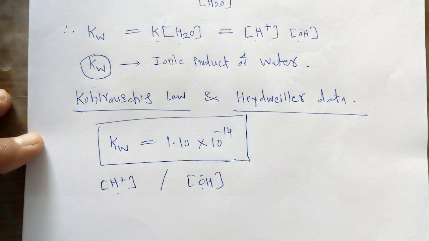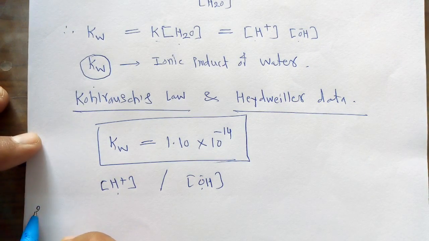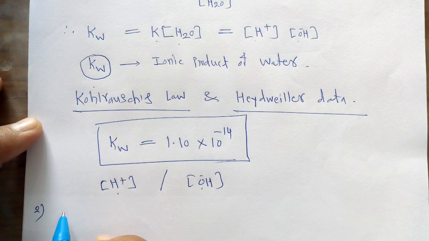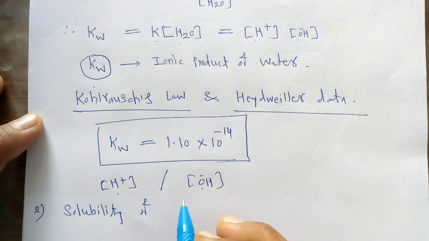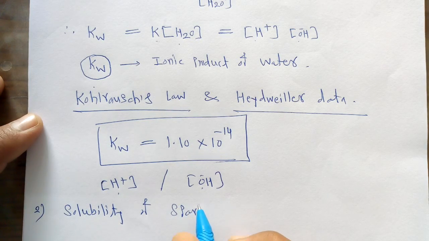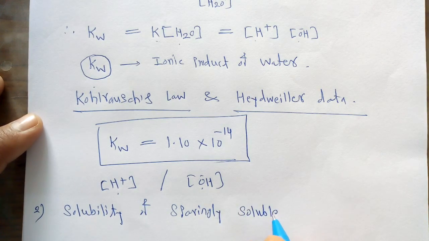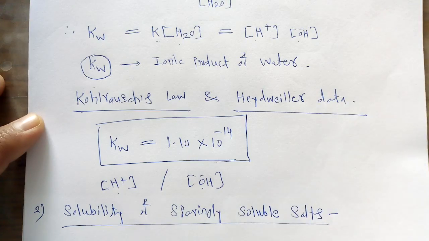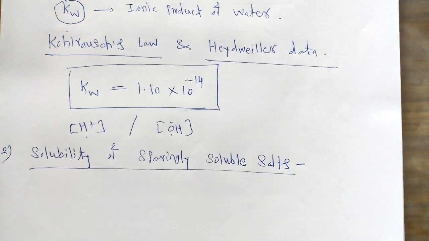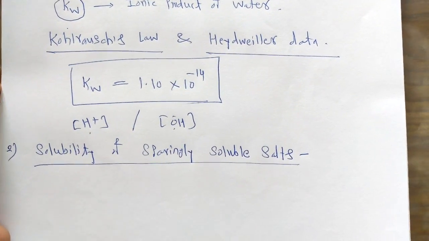Secondly, we have to consider the second important application of conductance measurements, that is the solubility of sparingly soluble salts. This is the second important application of conductance measurements. Now, how are conductance measurements useful for the determination of the solubility of sparingly soluble salts? That we have to take up here.